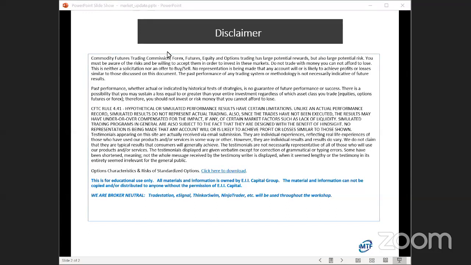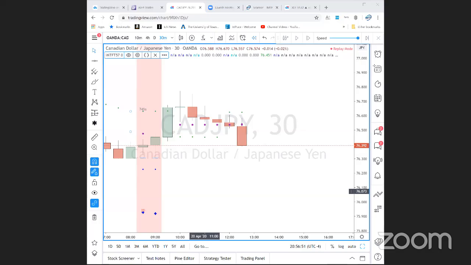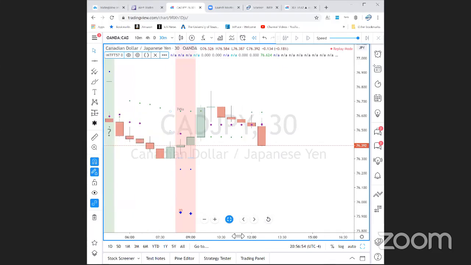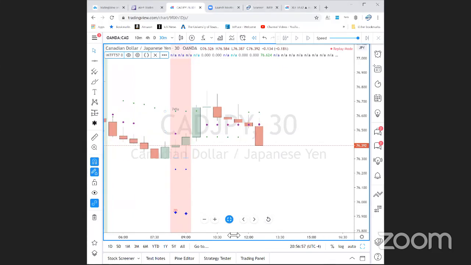Okay, so let me stop the share and let's go straight to our screen. Now, we're going to discuss a trade we took. This is the currency here, CAD yen. This is a 30-minute time frame, and the charting package is TradingView. Here I stripped it bare of almost everything except the IMTF indicator and its bare bone necessity.